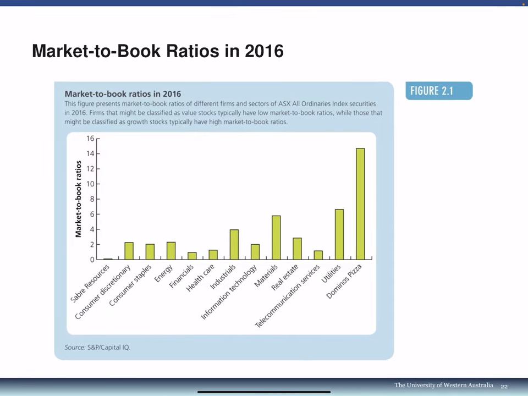The textbook gives you some statistics on average market to book ratios across different sectors. It is important to remember that some sectors have higher market to book ratios, such as when you compare utilities with telecommunications services, right? Look at Domino's Pizza, a very high market to book ratio, but the utility sector is a lot lower than Domino's Pizza, because they think the utility sector is less likely to grow like Domino's Pizza.